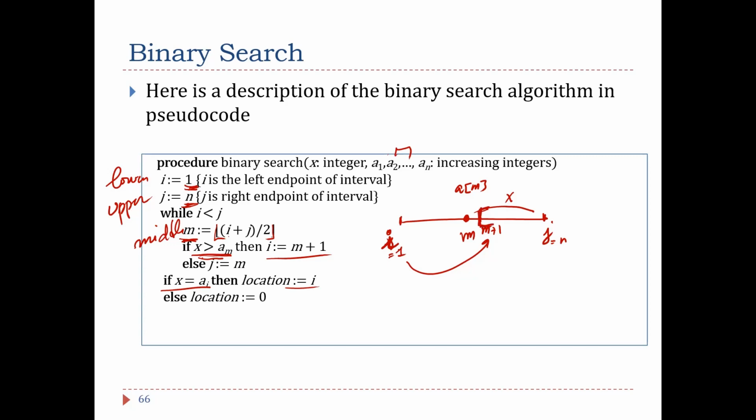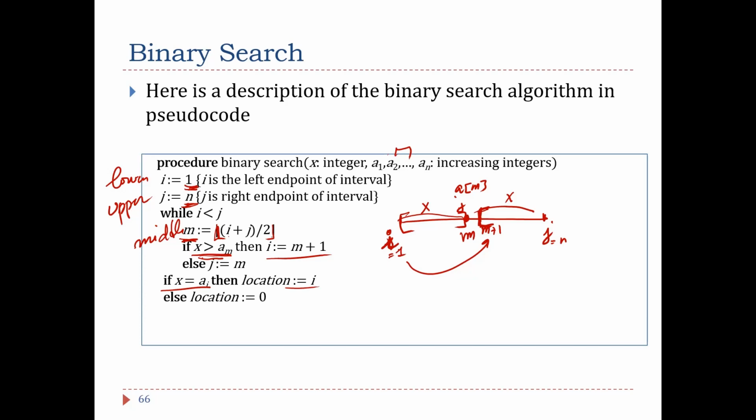Otherwise, we consider pushing j backward, because if x is not greater than am, then x must belong to this half of the array. And in this case, we put the new j to be equal to m. In this case, we search in this zone of the array. So once again, we would have excluded half of the values at every iteration.